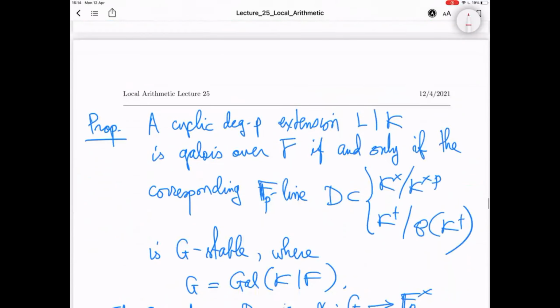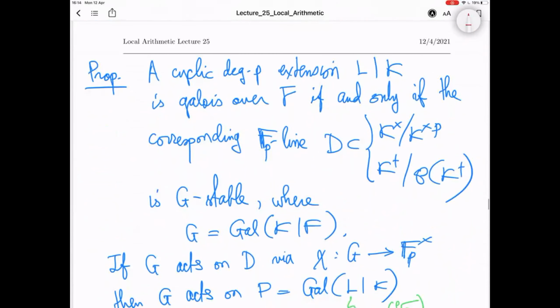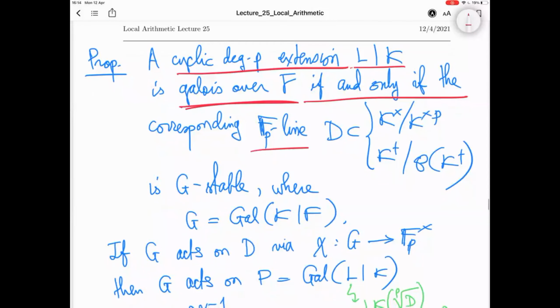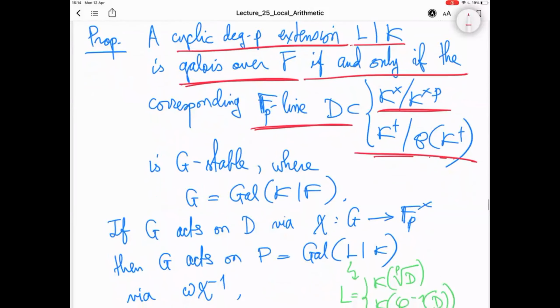So here is the answer. A degree p cyclic extension L over K is Galois over F if and only if the corresponding line D, which is a one-dimensional subspace of K star modulo K star to the power p, or of K plus modulo ℘K plus, is G-stable, where G is the Galois group of K over F.